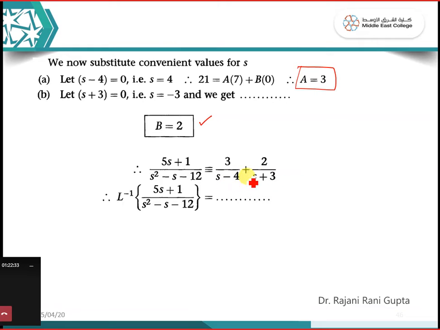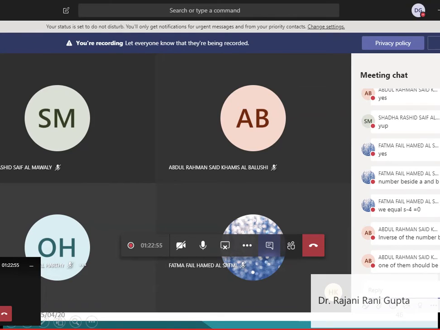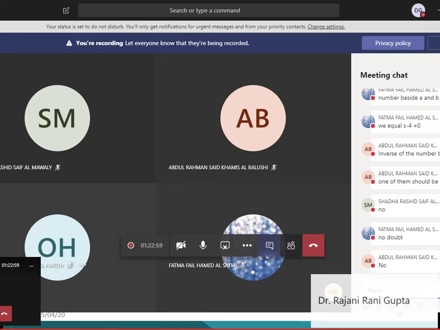Now it is in the form of a sum. So can we answer? Yes. Find the Laplace inverse of 3 over s minus 4 separately, 2 over s plus 3 separately, and then add the answer. Okay, I hope it's clear. Any doubt? Okay, so clear. Good.